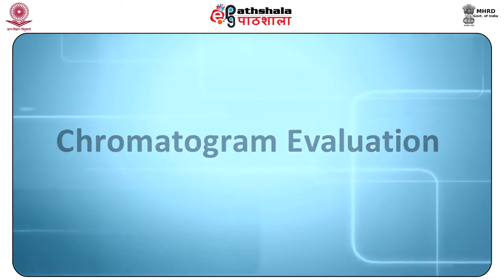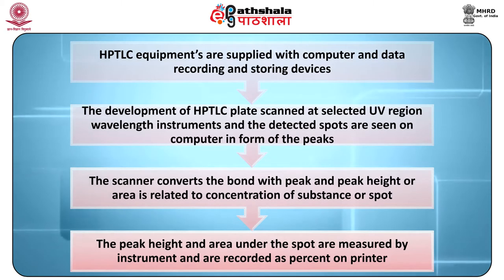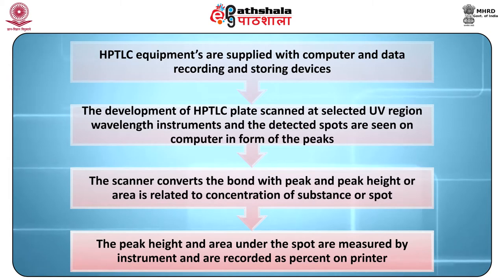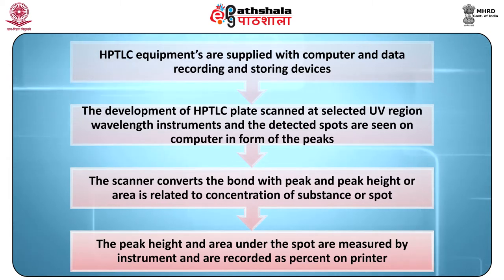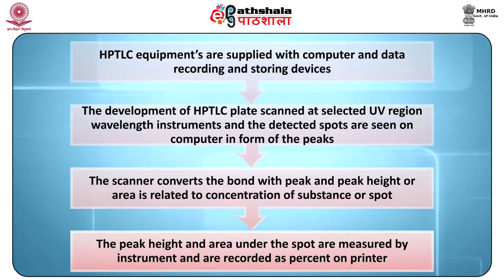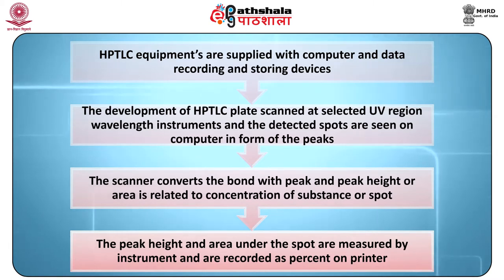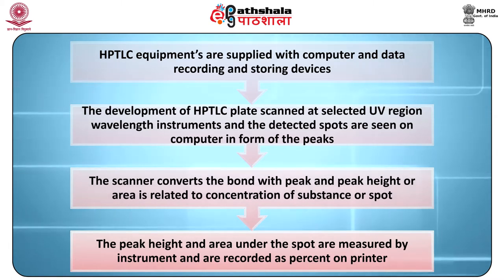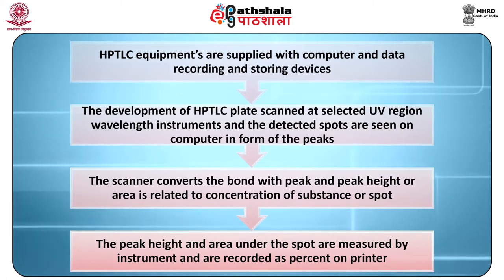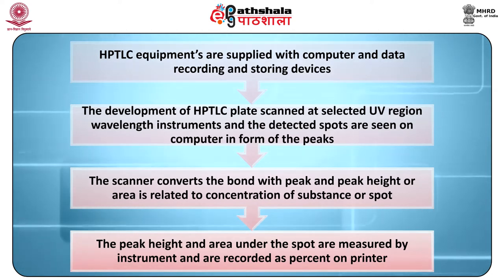Chromatogram evaluation. HPTLC equipment is supplied with computer and data recording and storing devices. The developed HPTLC plate is scanned at selected UV region wavelengths, and detected spots are seen on the computer in the form of peaks. The scanner converts the band into a peak, and peak height or area is related to the concentration of the substance or the spot. The peak height and the area under the spot are measured by the instrument and recorded as percentage on the printer.